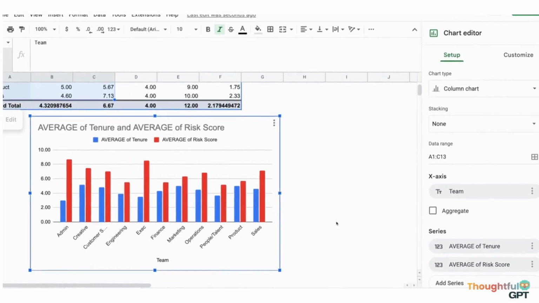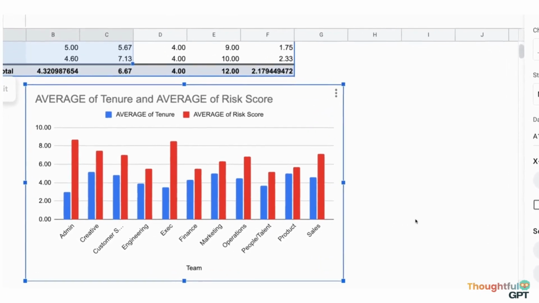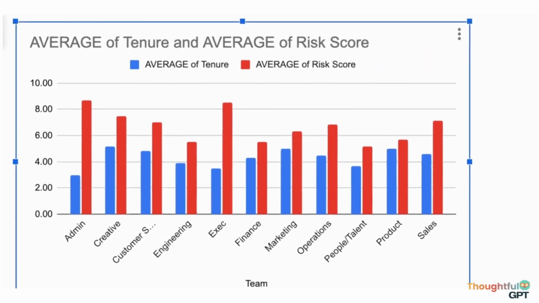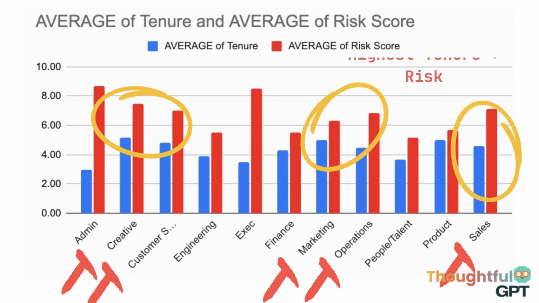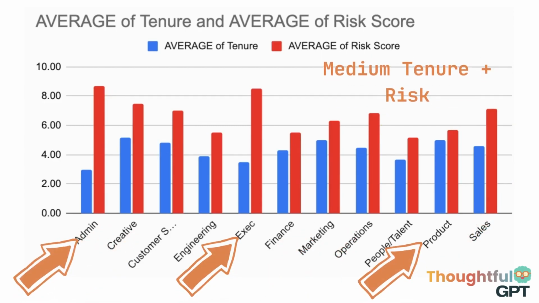From the looks of our chart, our creative team, customer success team, marketing team, operations team, and sales team could all use a closer evaluation to come up with a strategy to keep these long-standing employees more engaged. After we check in with them, we can follow up with the executive team, the product team, and the admin team to reduce their risk as well.